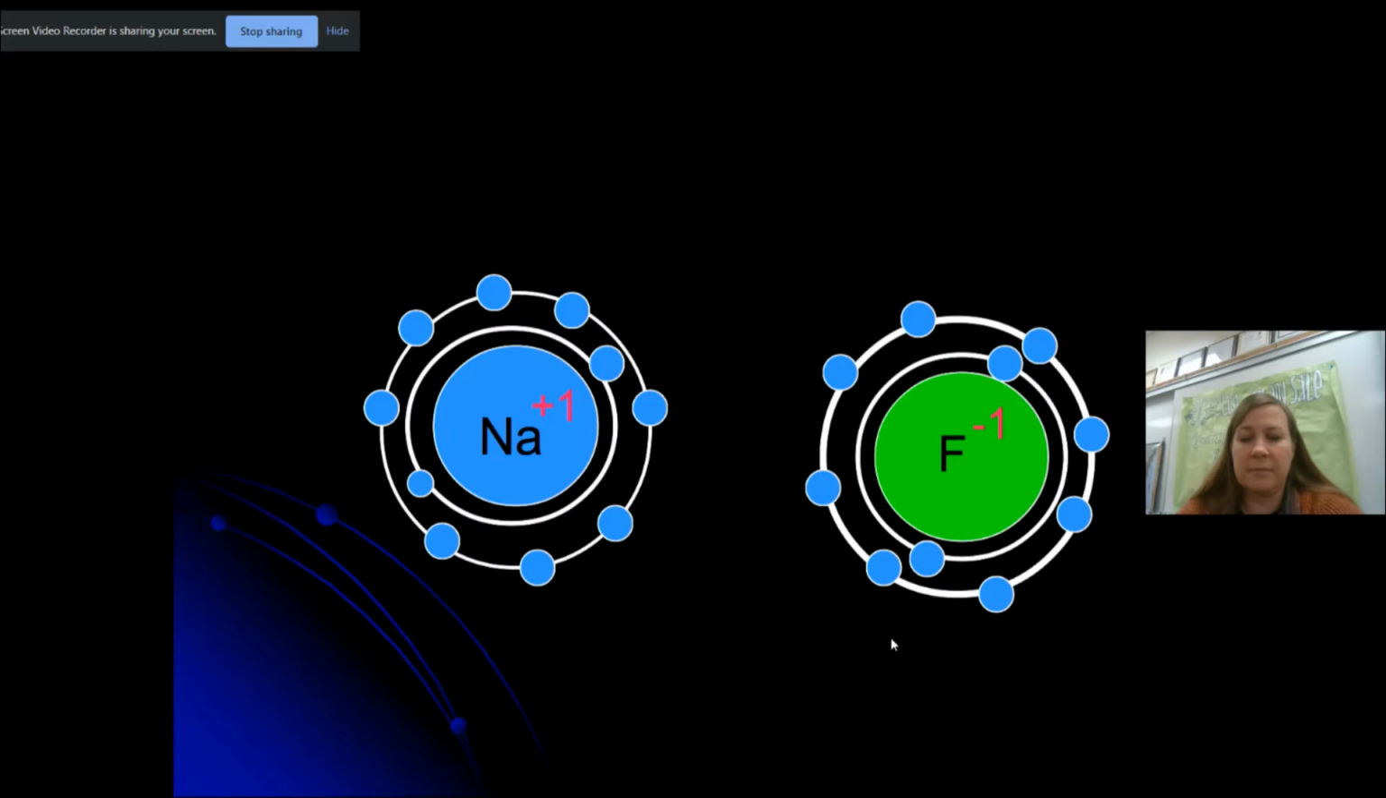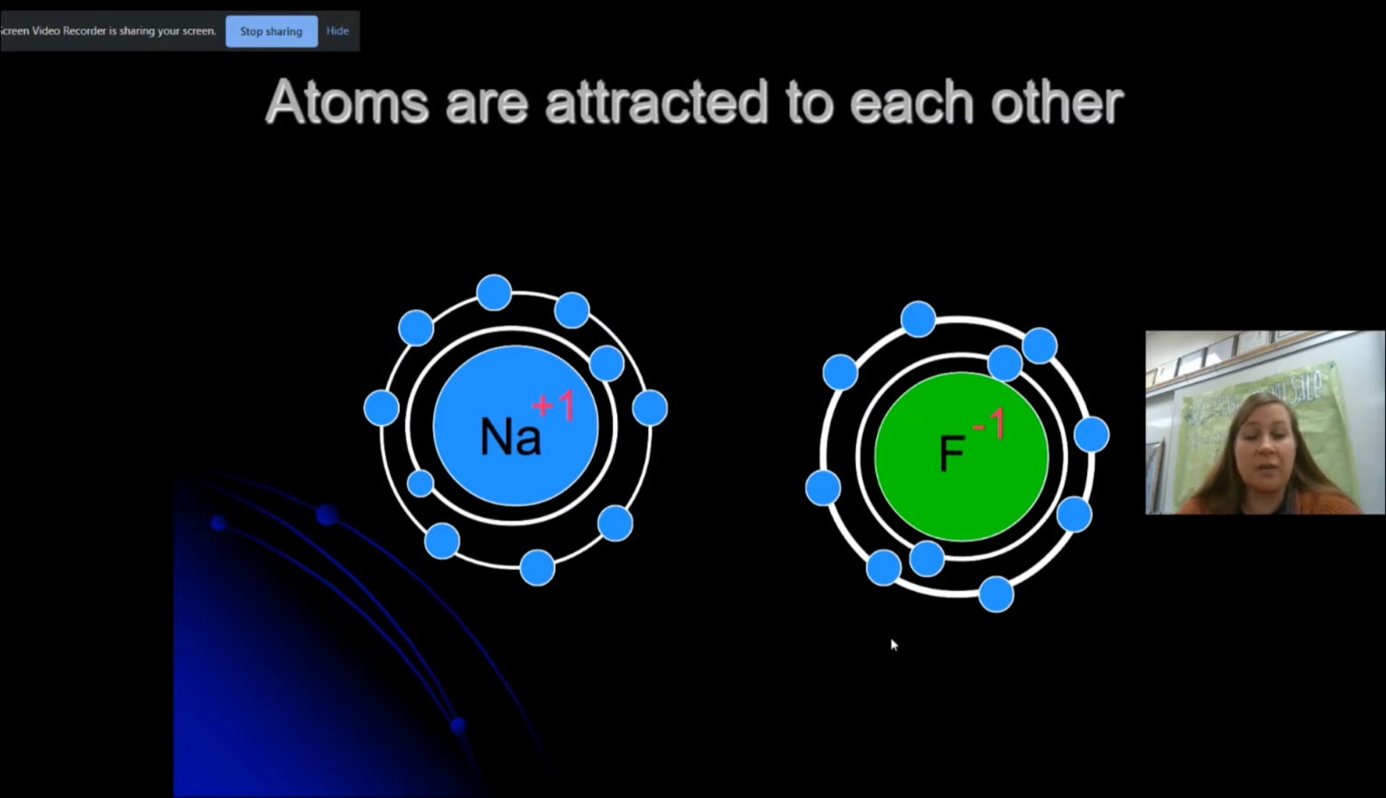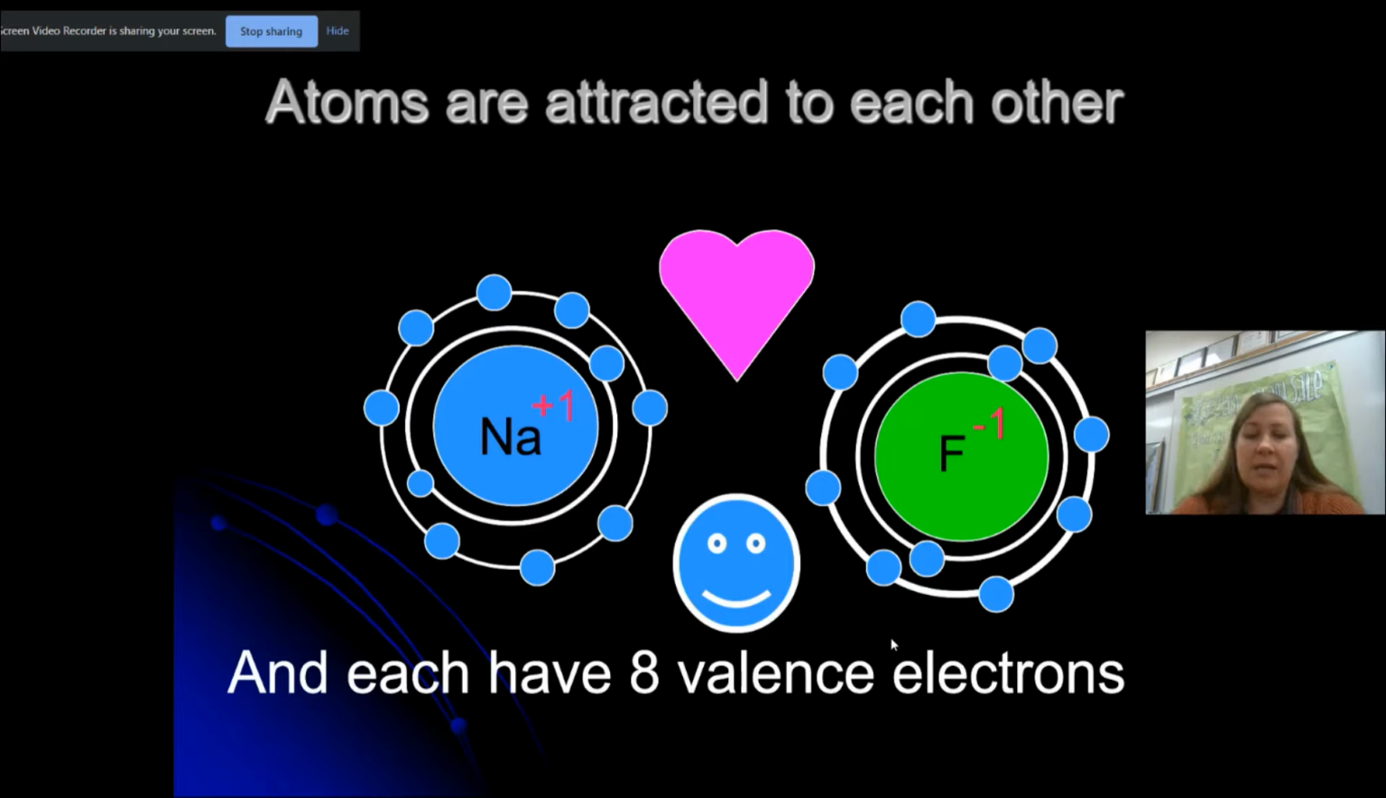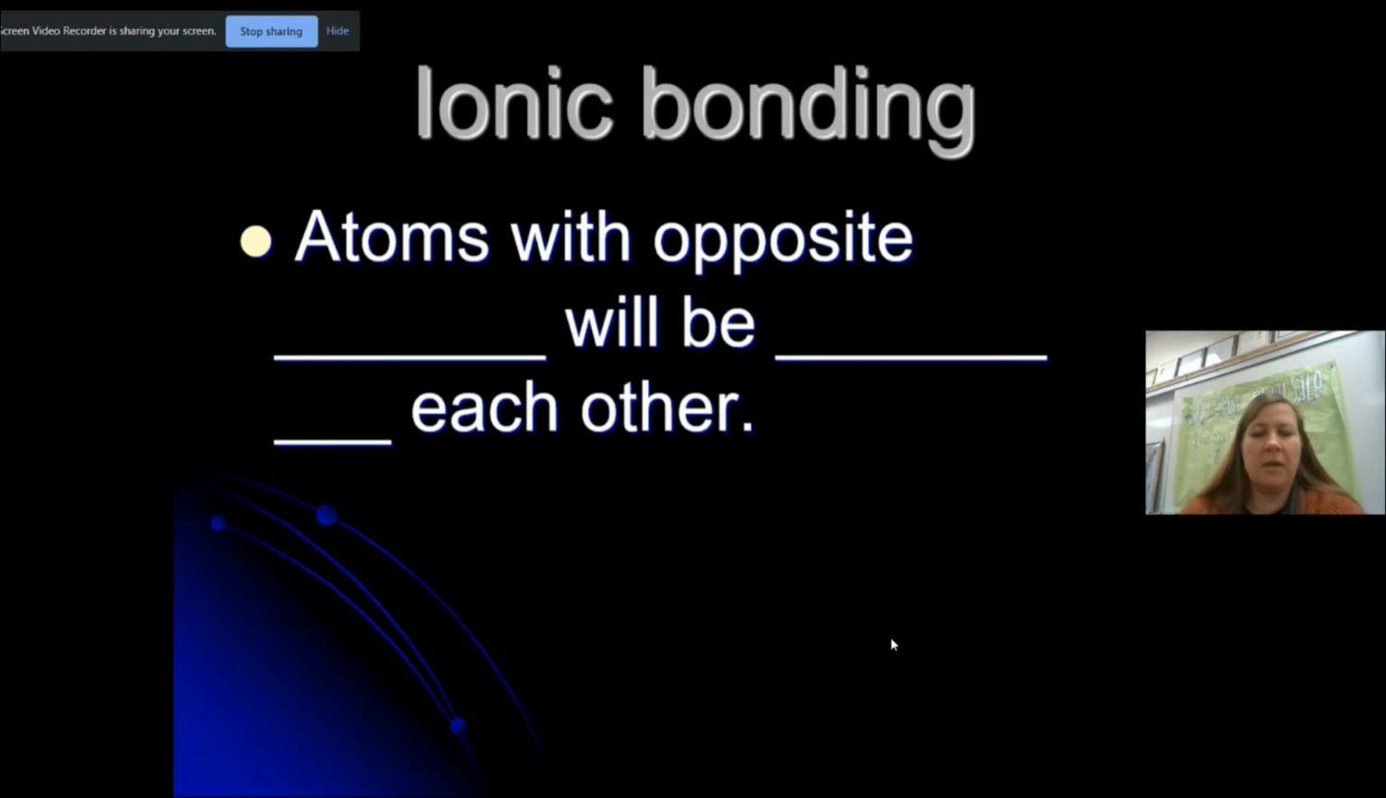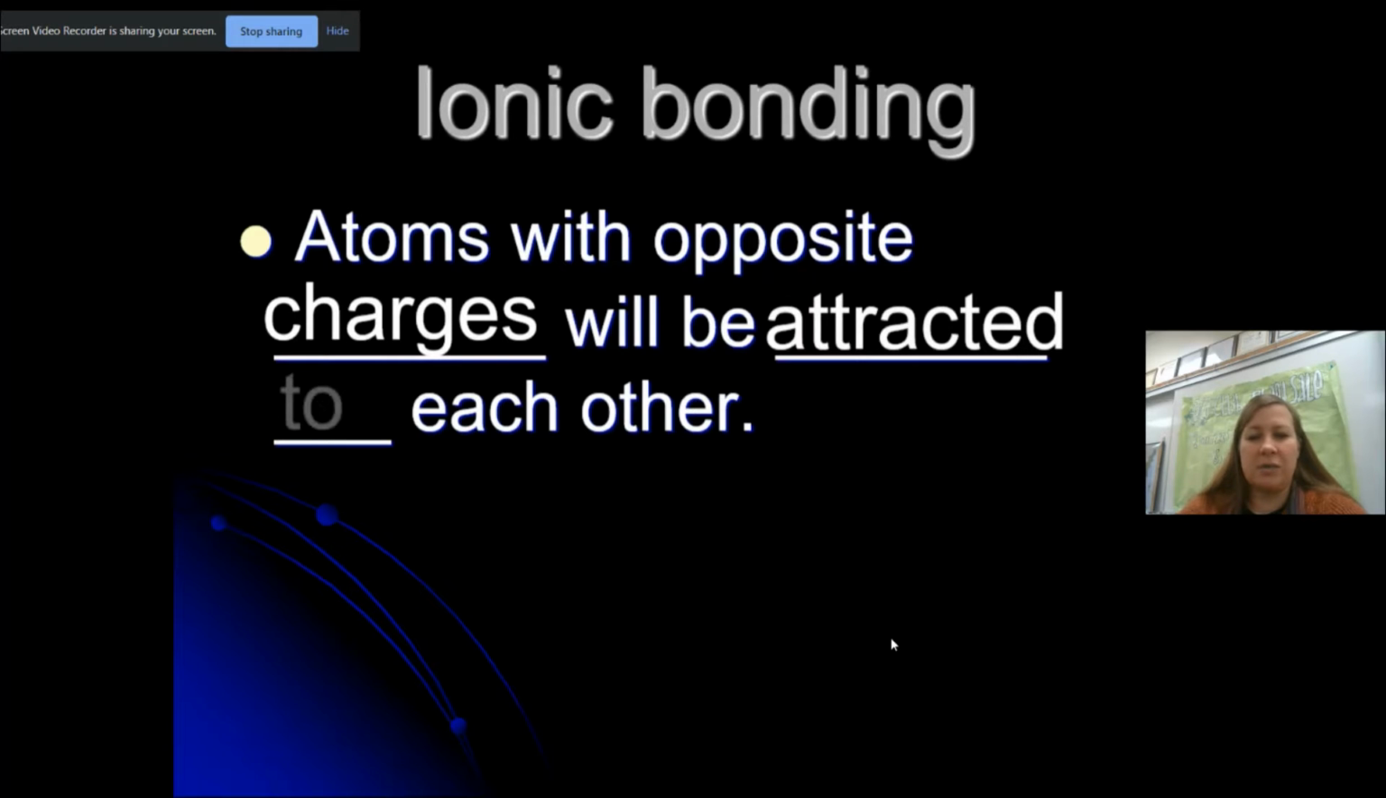So there they are, a +1 and a -1, and they're attracted to each other. Opposites attract in chemistry. Opposite charges always attract in chemistry. And since they each have 8 valence electrons now, they're stable, they're happy. This is a nice stable situation. In fact, this compound is so stable, it's really hard to break apart. And we thought it was an element for a long time until the 1700s or 1800s when we developed electricity and were able to separate these two. So as you should remember, atoms with opposite charges will be attracted to each other.